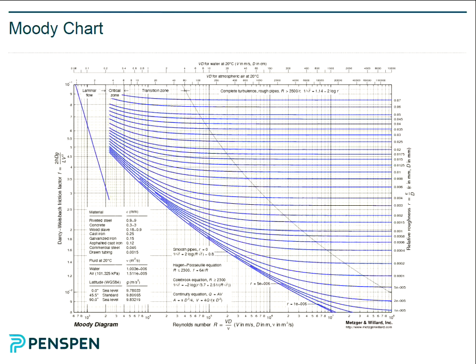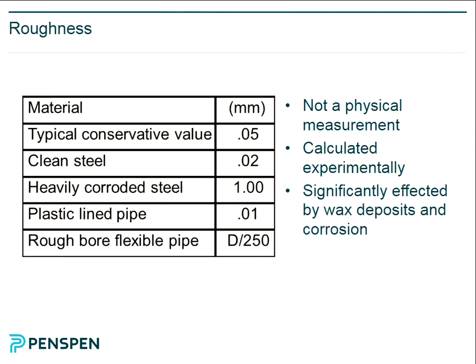Also, it is affected by other things like wax, for example. You'd imagine wax deposition will actually reduce roughness, which is a good thing. For flexible pipe, rough bore flexible pipe has a significantly higher roughness than steel pipe. You can actually calculate it by dividing the diameter by 250. So if your diameter is 250 millimeters, then your roughness will be 1 millimeter. Strangely enough.